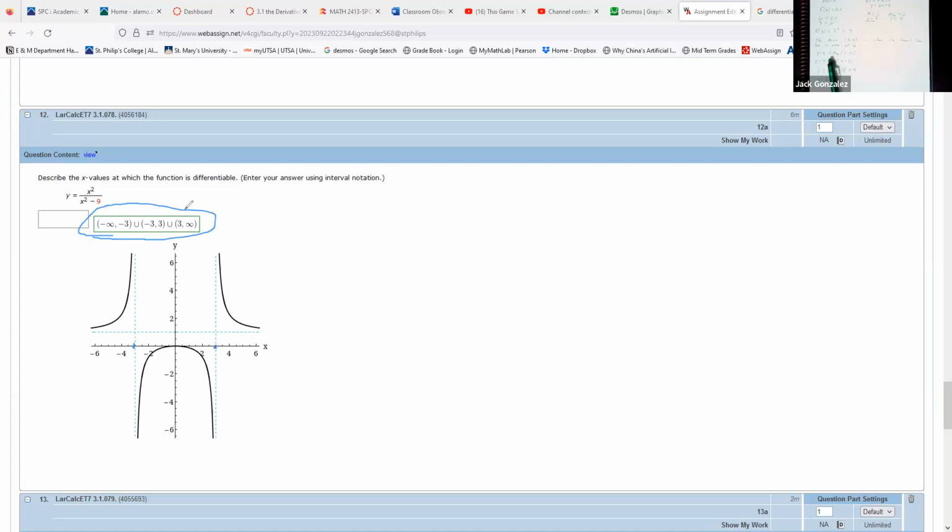That's why they wrote the interval like this. This is saying the x values where the function is differentiable is negative infinity all the way to -3, but not including -3. Everything between -3 and 3, but not including those endpoints, -3 and 3. Everything after 3 is cool, but not 3. Does that make sense? Any questions on 12?